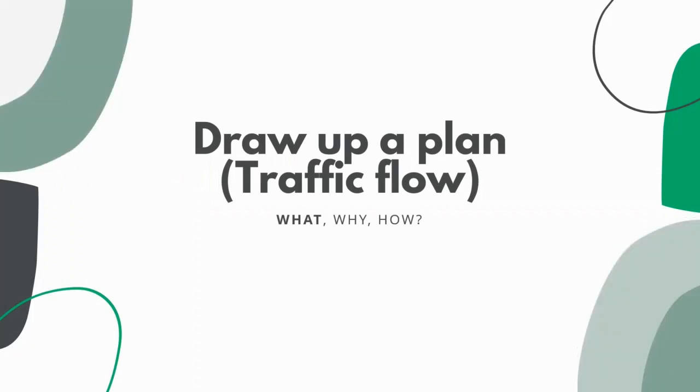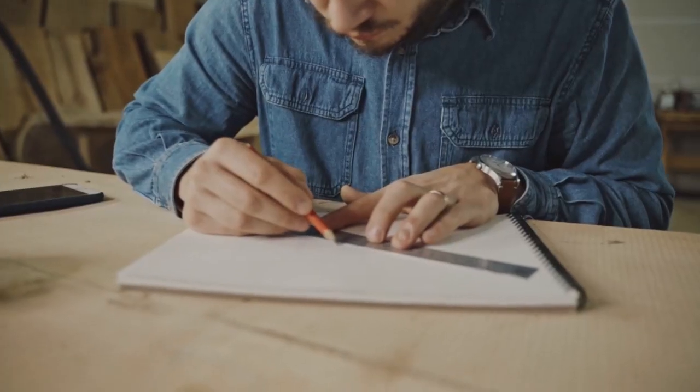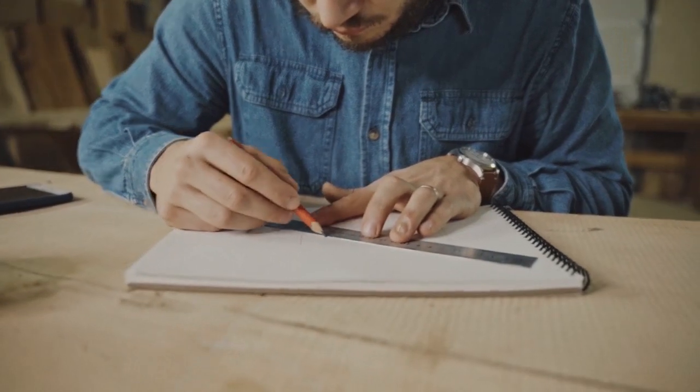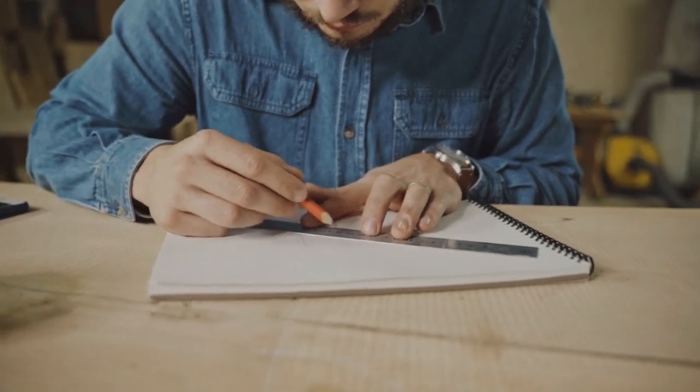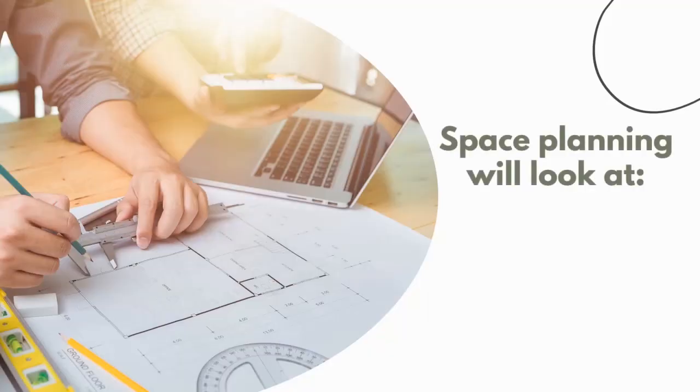This is all about traffic flow and flow within spaces. Right, so following very closely behind creating your scope is your plan. Space planning and creating a plan is crucial for any design project. Now, space planning is going to make sure that the space that you're working with, the new space that you're designing, is cohesive and has a good traffic flow and flow within that space.